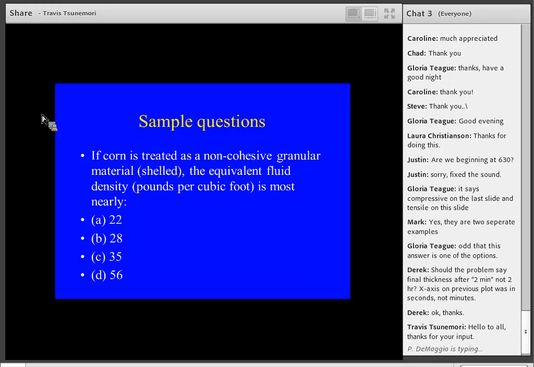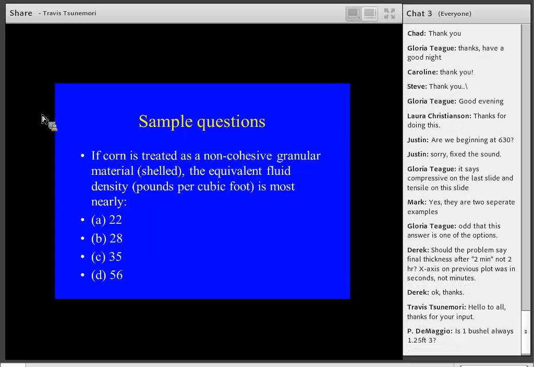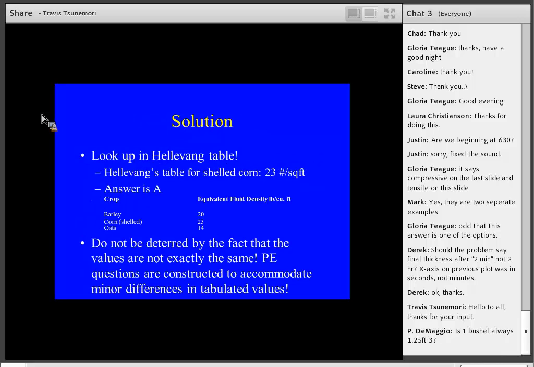Let's try another sample question. If corn is treated, again, as a non-cohesive granular material, it's a flow type problem. The equivalent fluid density, in pounds per cubic foot, is most nearly: again, give us some options in pounds per cubic foot. Same thing, use our Hellervang. This time we need to look in the table.